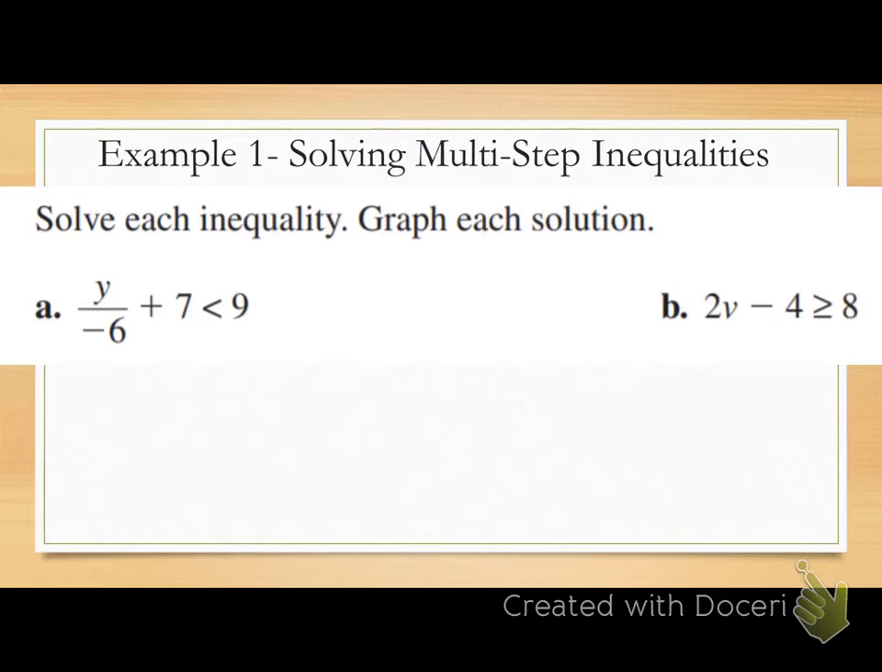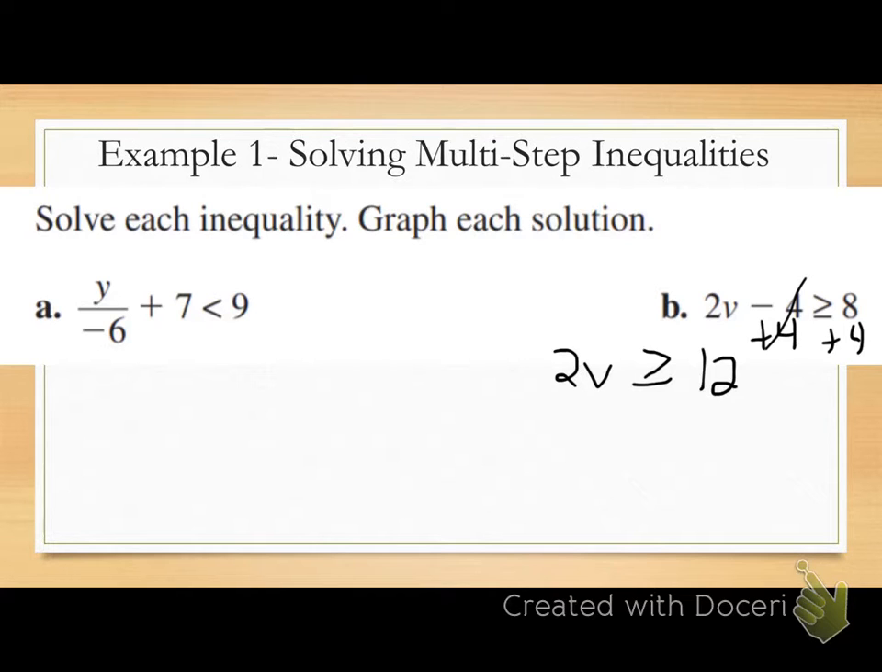Okay, 2v minus 4 is greater than or equal to 8. What do I need to do first? Add 4 to both sides. Add 4, very good. So I'm left with 2v on the left. What's 8 plus 4? 12. Does my inequality symbol flip or stay the same? Stays the same, very good.